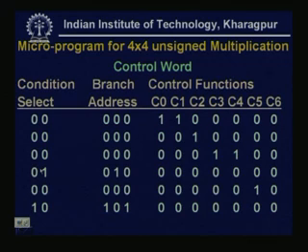Now, the control word. The control word has 3 fields: condition select, branch address, and control functions. For the condition select, we have seen that we need only 2 bits. The branch address is 3 bits, and the control functions are C0 to C6, meaning the 7 control functions.